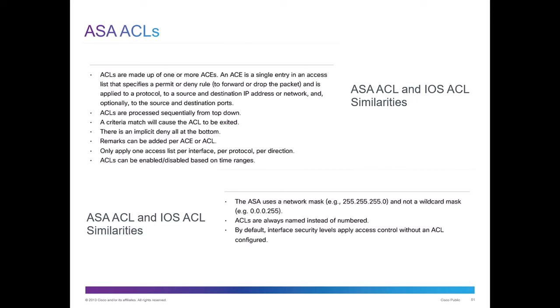They identify addresses for NAT. They also identify traffic for AAA rules. They establish VPN access, and they also identify traffic for the modular policy framework, the MPF, which we'll talk about later on. All right, so please write these down for the rules of the ASA ACLs.